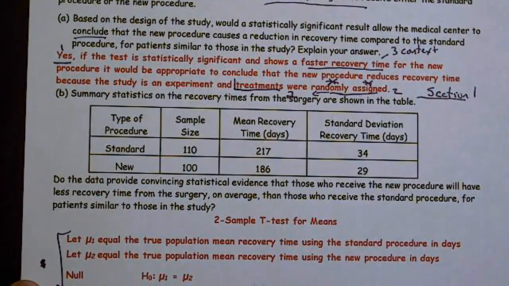Moving on to the next part. Do the data provide convincing statistical evidence that those who receive the new procedure will have less recovery time from the surgery on average than those who receive the standard procedure for the patients in the study? So they want to know whether or not they have convincing evidence, and they didn't tell me how I could go about this, but I'm going to run a 2-sample t-test for means. Important to name the test.